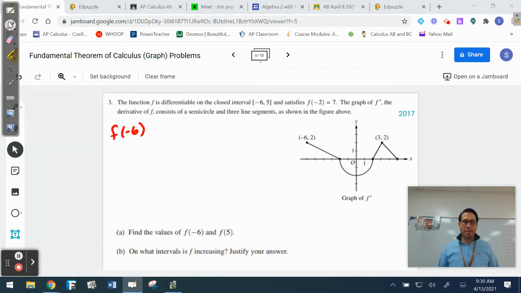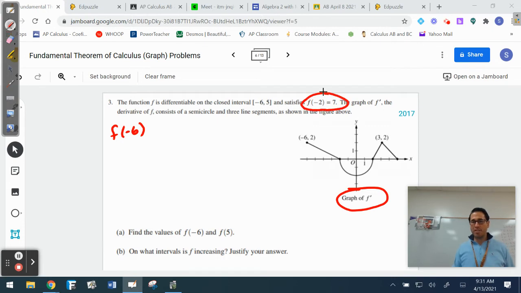I got a whole bunch of shapes over here. I got this graph of f prime, very similar to the one we just did, right? But at least they just tell me this time, right? And then I've got some semicircles, some triangles. It's crazy, this graph. But they do give me kind of an initial condition. They say f of -2 equals 7, and they asked me to find f of -6.